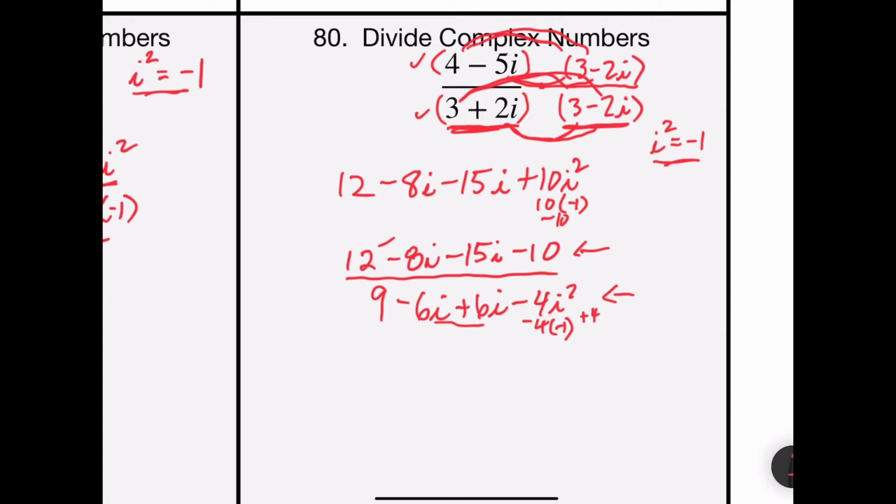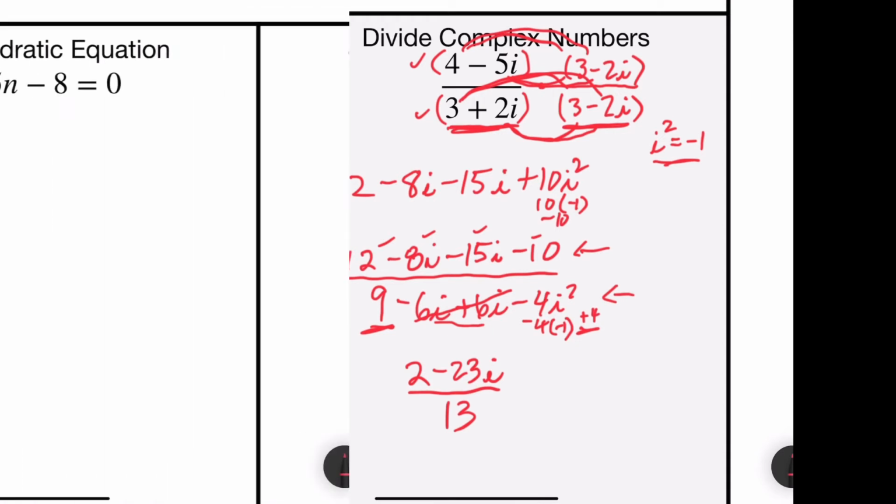So 12 minus 10 is 2. Negative 8i minus 15i is negative 23i. In the denominator, negative 6i plus 6i is 0, or as some people say, it cancels out. And I would have 9 plus 4, which is 13. And so my answer would be 2 minus 23i over 13.